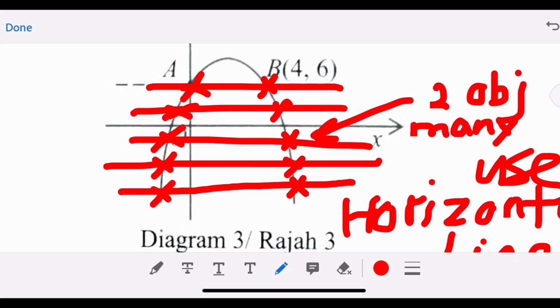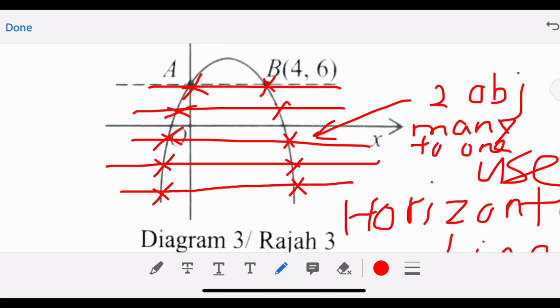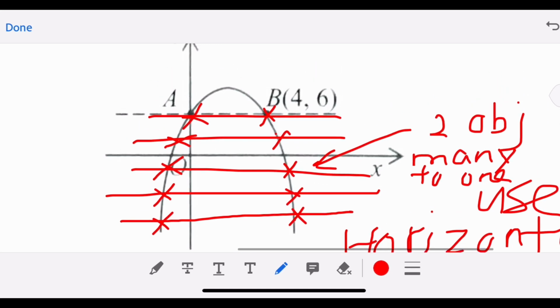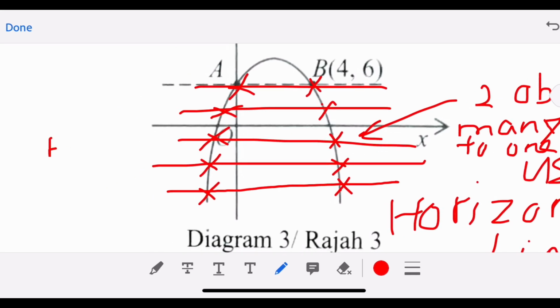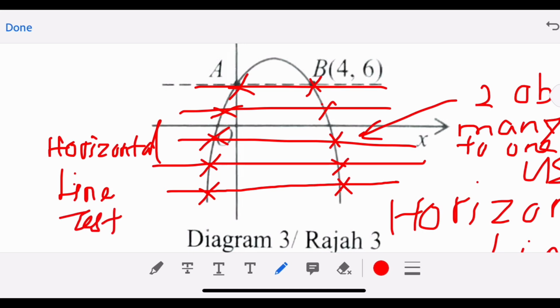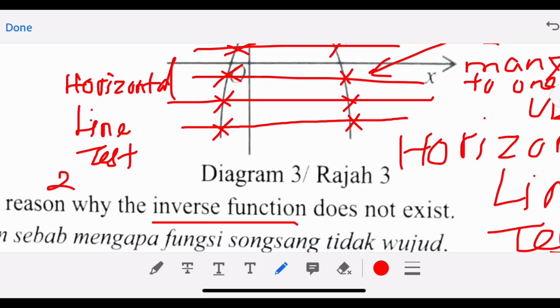So when you see the cross that I put, it means the x value. Both values of x will have one value of y. It means that we have 2 objects that will have one image. So it is actually many-to-one.